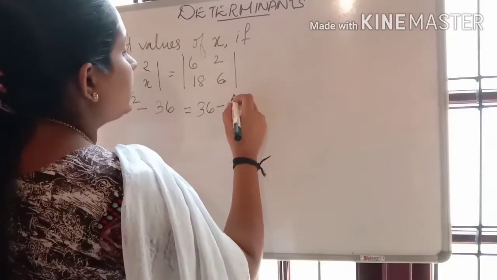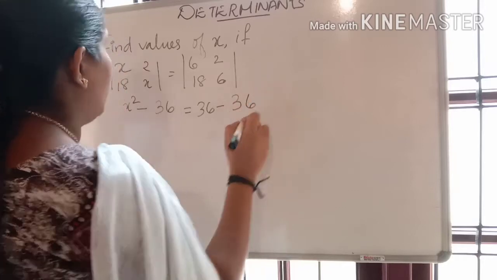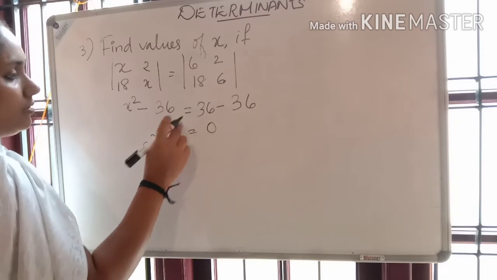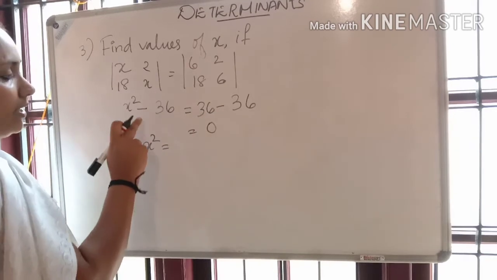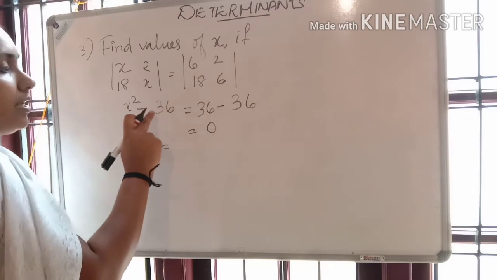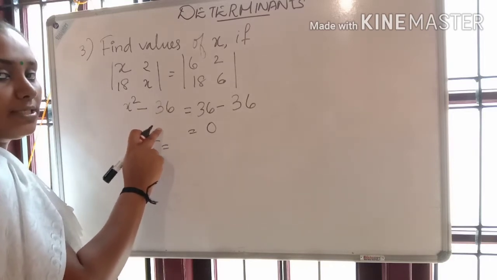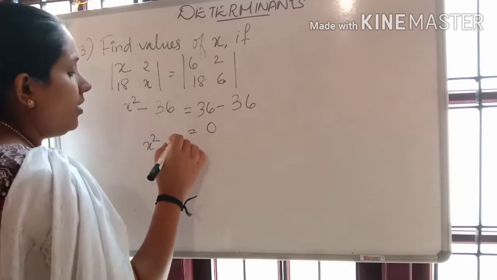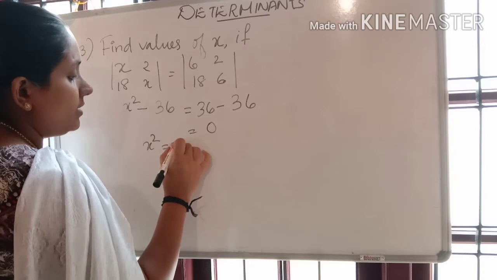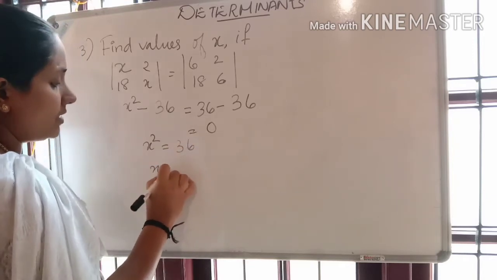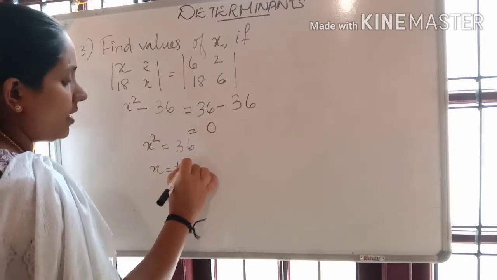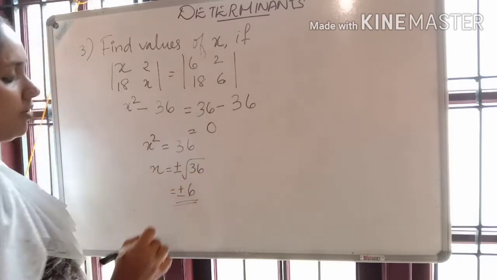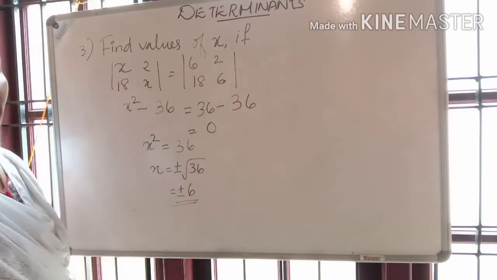18 into 6, that is 36. We'll get the answer as here 0. 36 minus 36, 0. So x square minus 36. Here 36 minus 36 can be moved to the other side of the equal to sign. We'll get the answer as 0 plus 36, that is 36. Here x equal to plus or minus root of 36, we'll get the answer as 6. Okay, x equal to plus or minus 6.